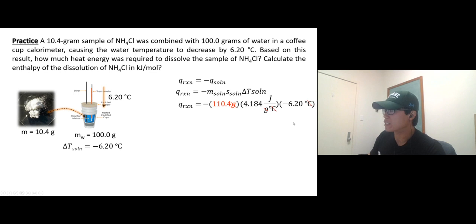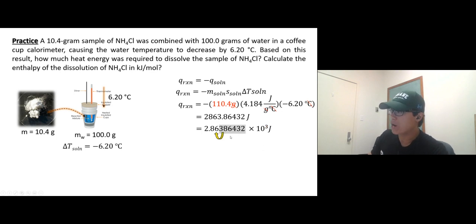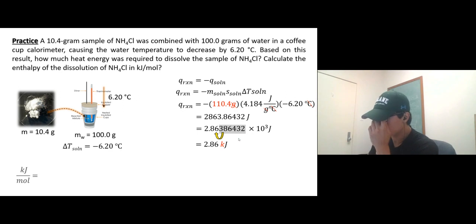Grams cancel out, Celsius cancel out. Now do the math there, you get that number. Negative cancels out too. Okay, and make it 1, 2, 3 sig figs. So 3. So move the decimal 10 to the third. That's kilojoule. And round it down. Get that. Okay. All right, not done yet. So that's the first question.